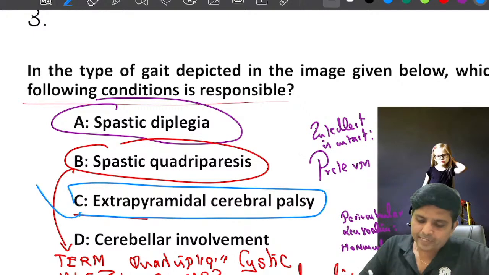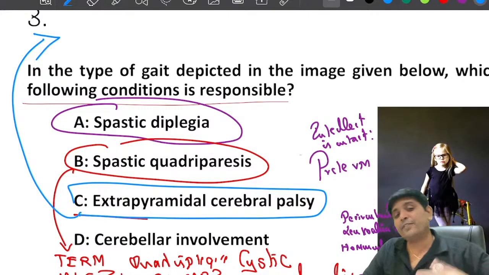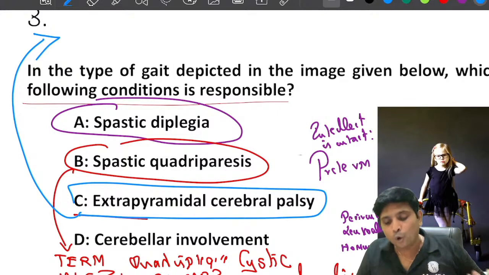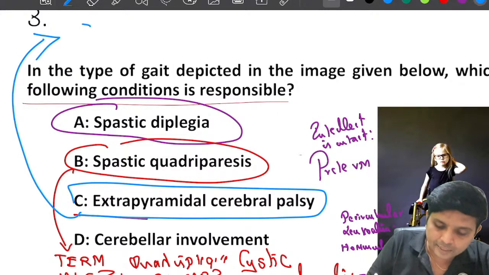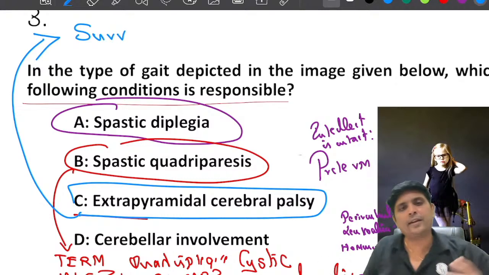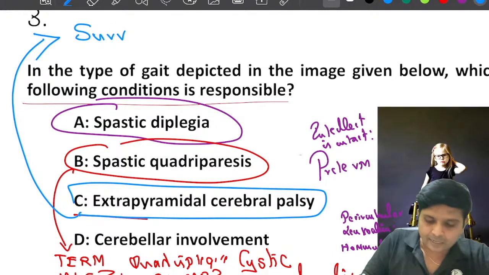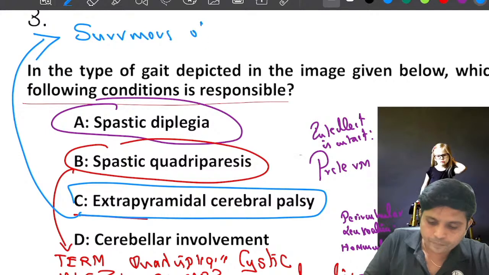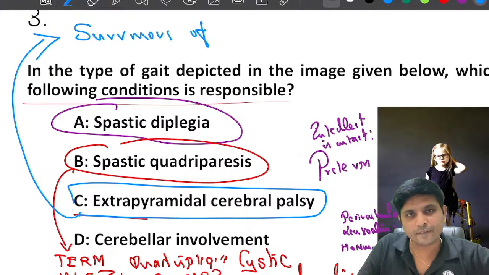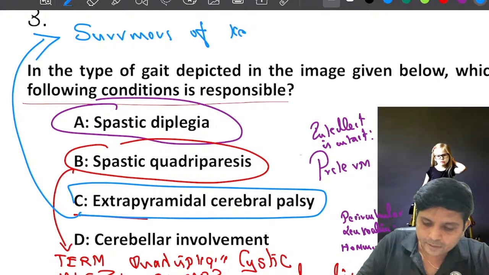And finally, where do you get extrapyramidal symptoms? This extrapyramidal symptom manifesting as chorea and athetosis occurs in survivors of, can anyone tell me what this is exactly? Survivors of, very good, kernicterus.